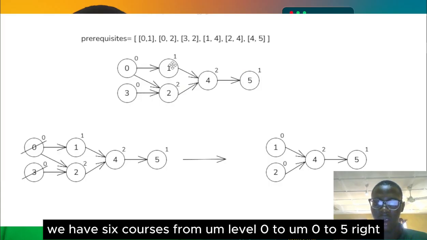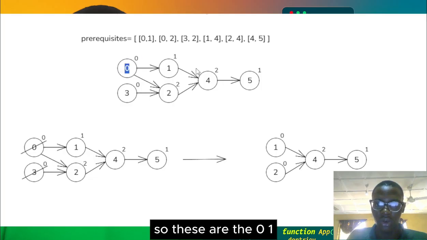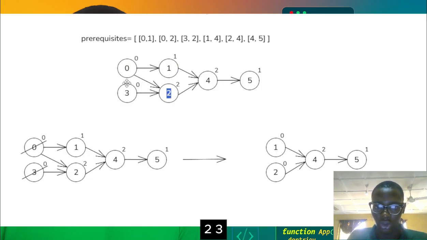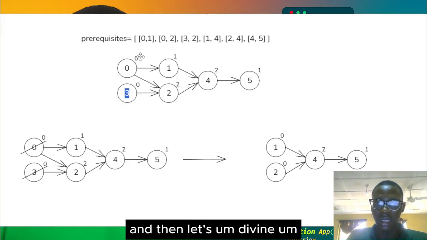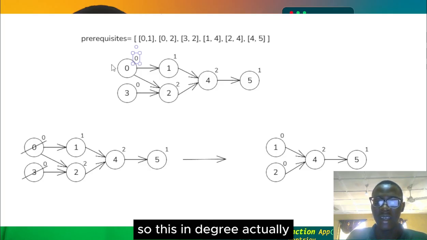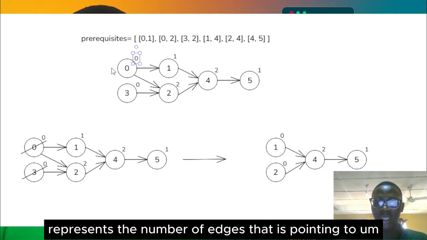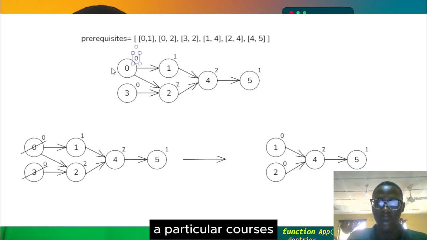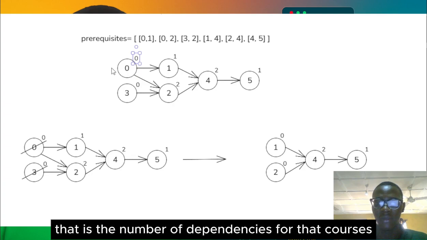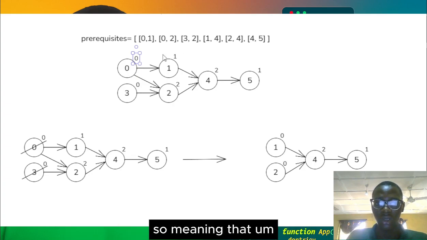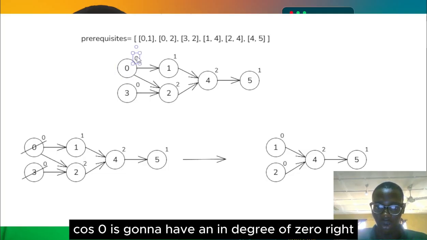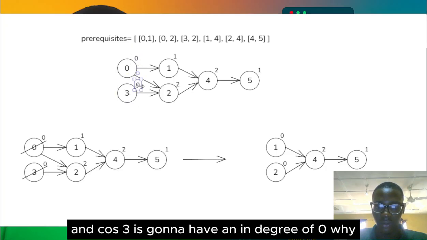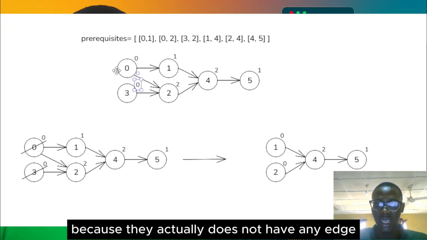We have 6 courses from label 0 to 5, right? So these are 0, 1, 2, 3, 4, 5. And then let's define a variable that we'll call in degree. This in degree represents the number of edges pointing to a particular course, that is the number of dependencies for that course, right? So course 0 is going to have an in degree of 0, and course 3 is going to have an in degree of 0. Why? Because they do not have any edge pointing at them.